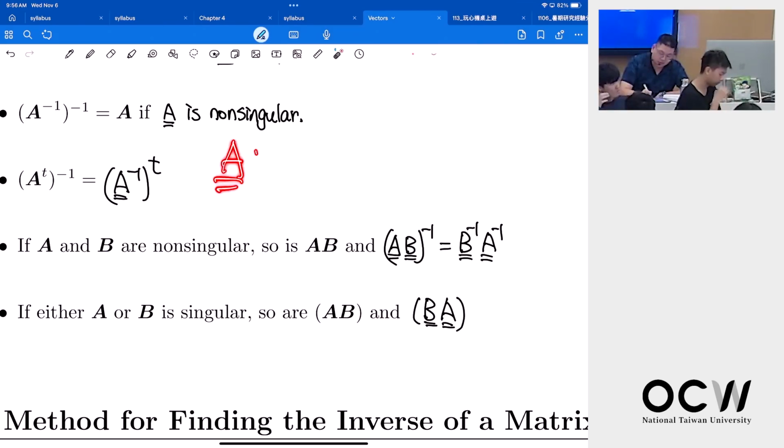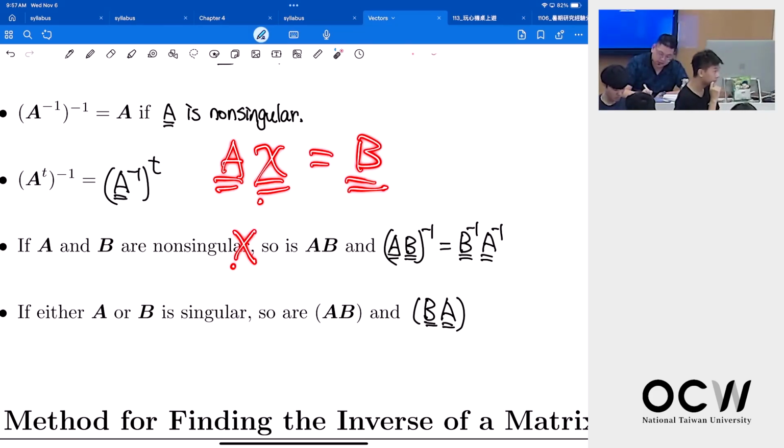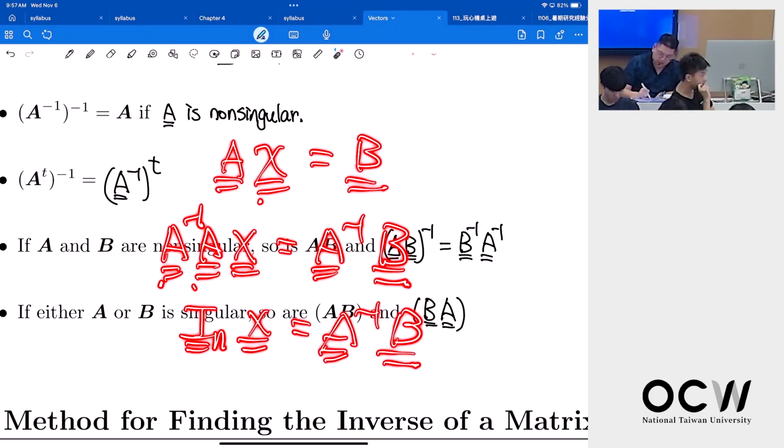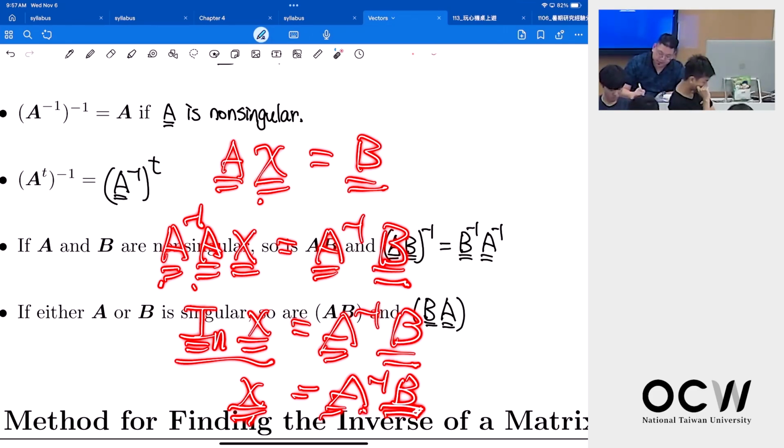Now, AX equals B. I can say A inverse times A times X equals A inverse B. Right? The identity matrix times X is X. So X equals A inverse B. Okay. Now I want to find the A inverse. Then I times B, I find the solution.